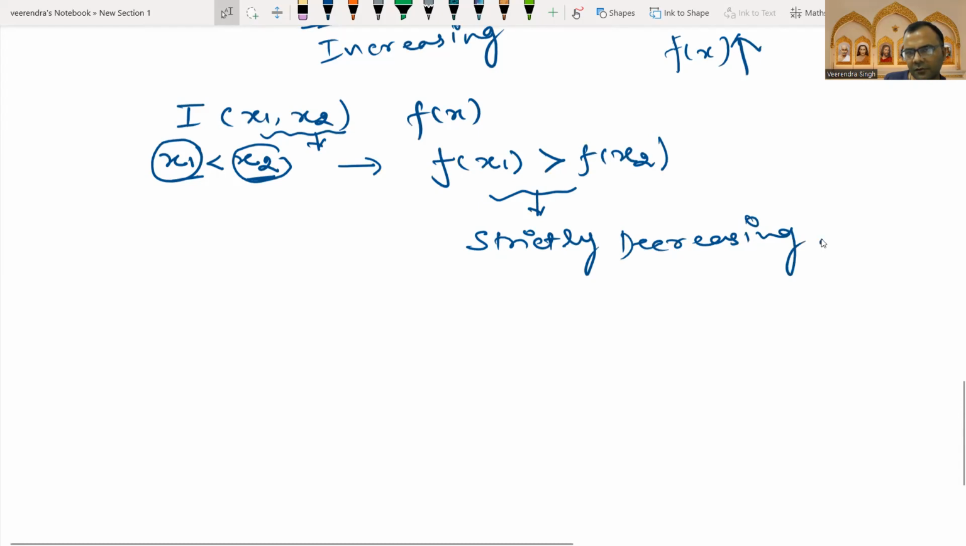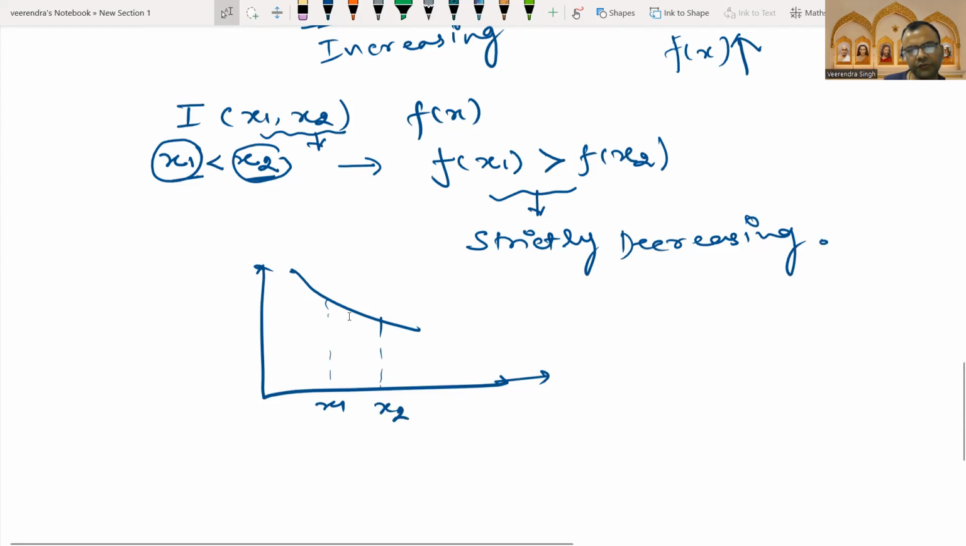So the graph for this will be like this. Suppose we have some value x1 here and some value x2 here. So here we can see that at x1 the value is more, at x2 the value is less. So this is for strictly decreasing.